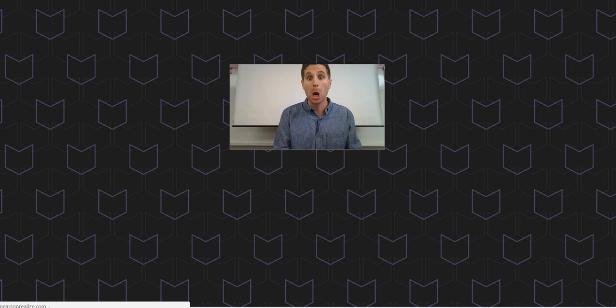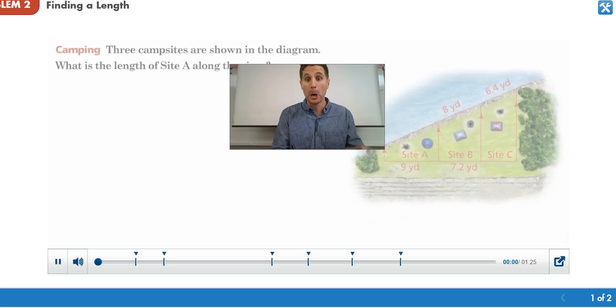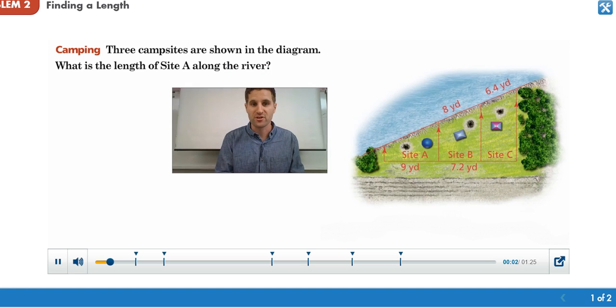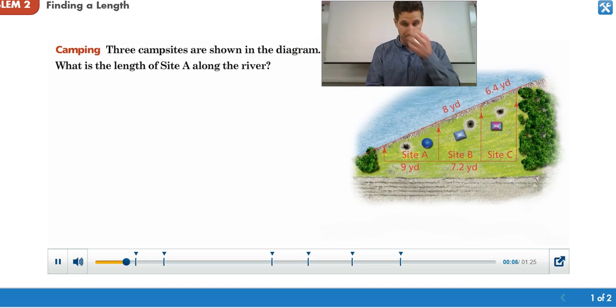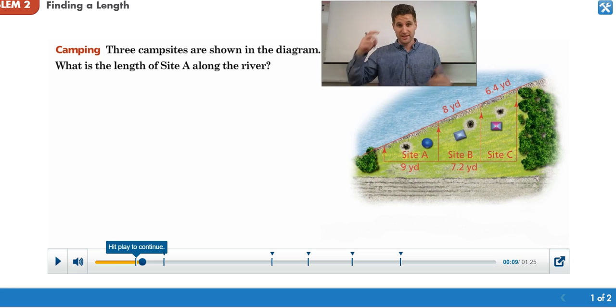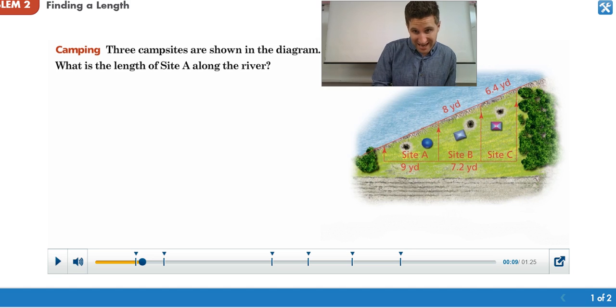Finding a length. All right. So we have 3 campsites shown in the diagram. What's the length of site A? So here's site A. We want to find the length of site A along the river. Okay, so we don't know what this is, so we'll call this x, and we can set up a proportion.